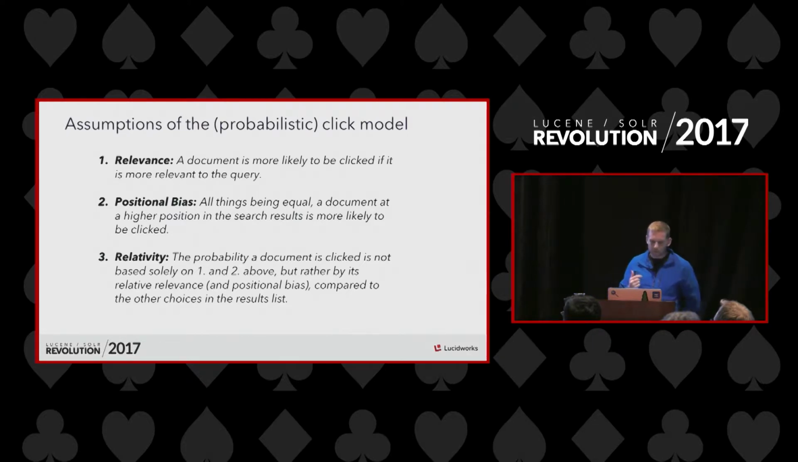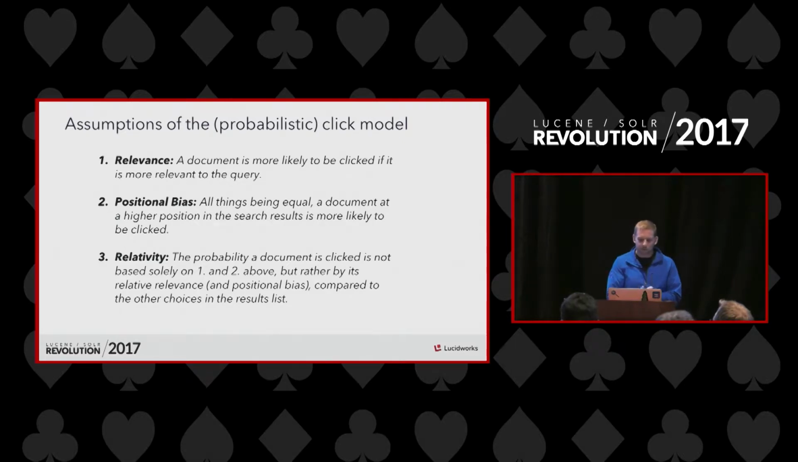All right, so that model has some assumptions that go with it, and I'll say them in plain English first. A document is more likely to be clicked if it's more relevant to the query. That's reasonable. All things being equal, documents that are ranked or positioned higher are more likely to be clicked. Also reasonable.